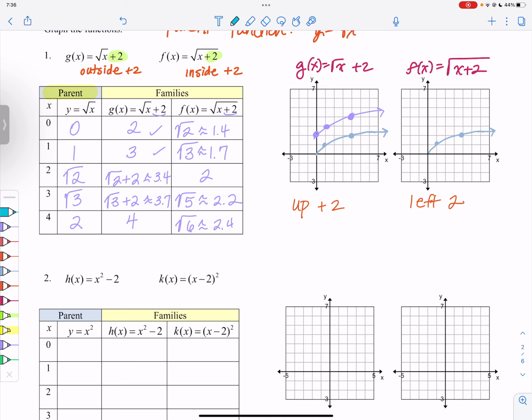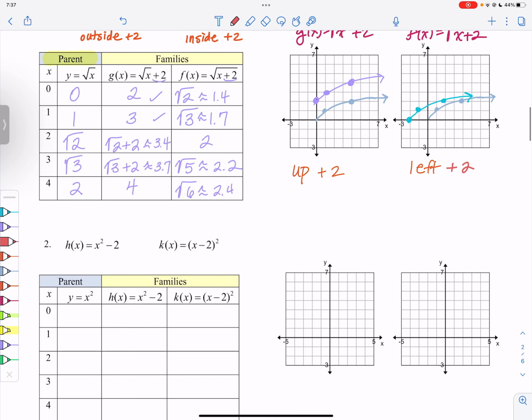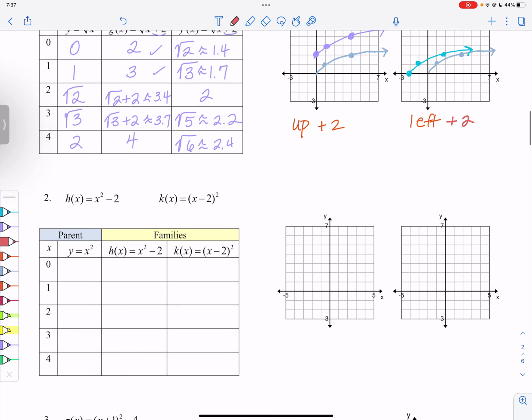Okay, so now let's go ahead and look at this one. Here we're going to the left 2 for each point. And it looks a little something like that. Okay, so there we went left 2 and up 2. And we can also plot those points that we came up with over here. Okay, let's try another one.